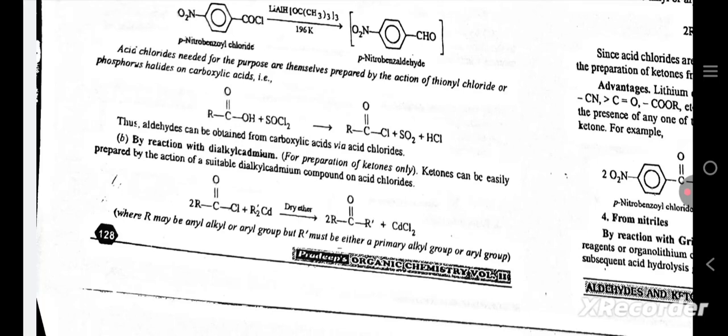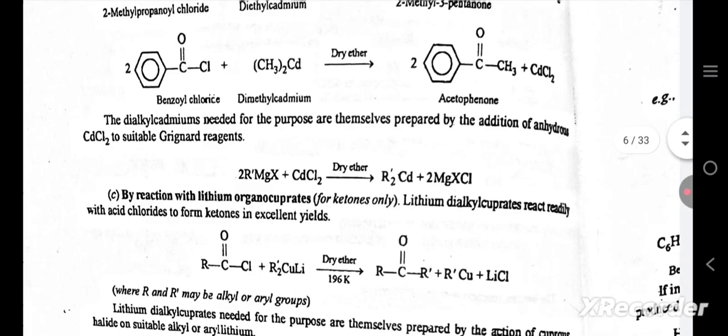Ketones from acid chlorides, by reaction with dialkyl cadmium, for preparation of ketones only. Ketones can be easily prepared by the action of a suitable dialkyl cadmium compound on acid chlorides, where R may be any alkyl or aryl group, but R dash must be either a primary alkyl group or aryl group.